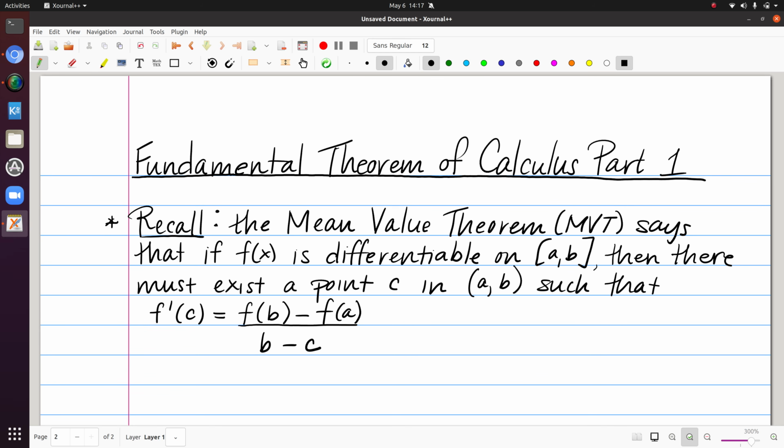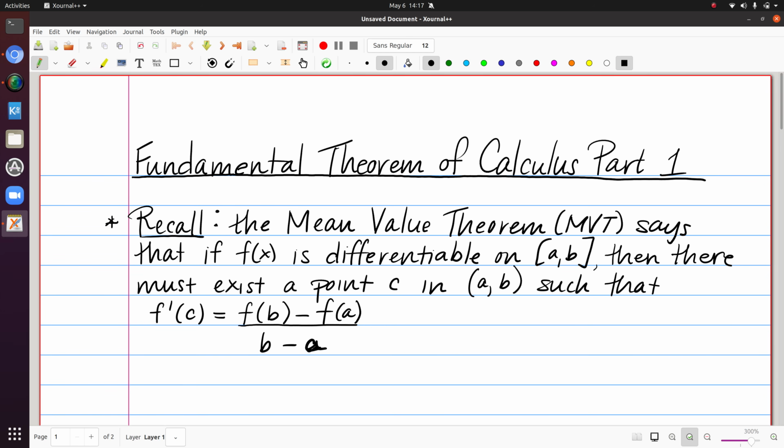So I have the statement written here. By that theorem, we say that if f of x is differentiable on the closed interval from a to b, then there must exist a point c within that open interval such that f prime of c is equal to f of b minus f of a over b minus a.